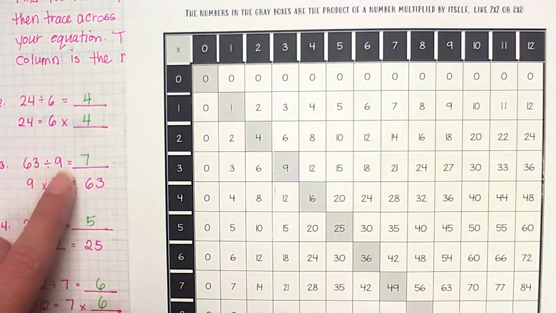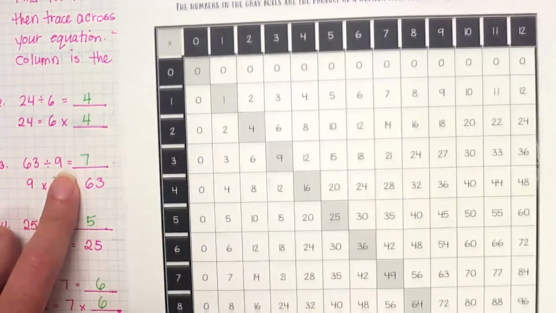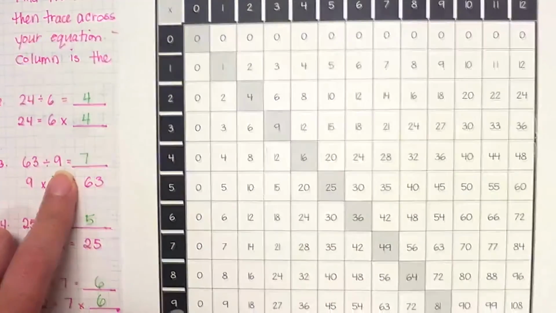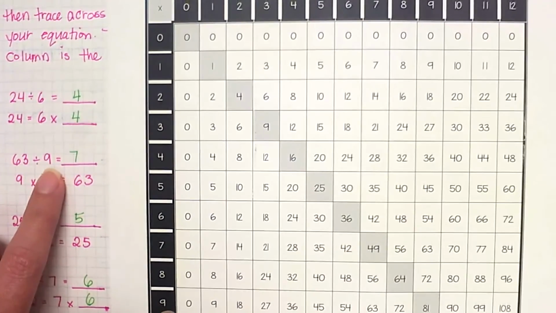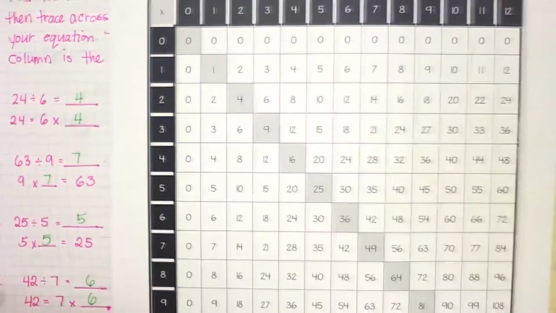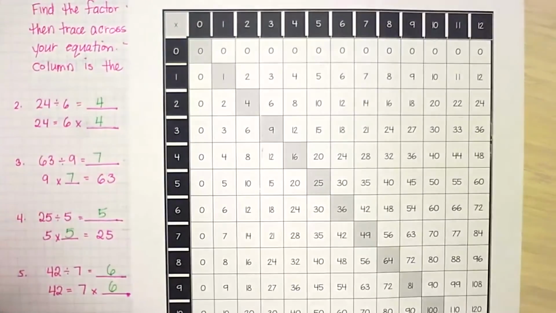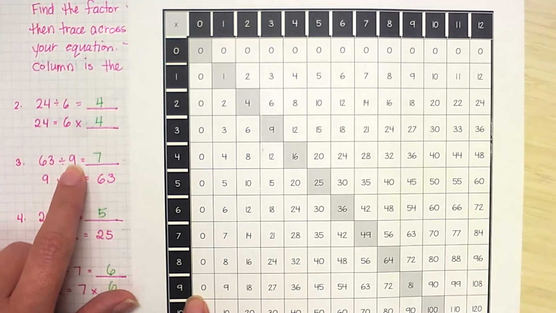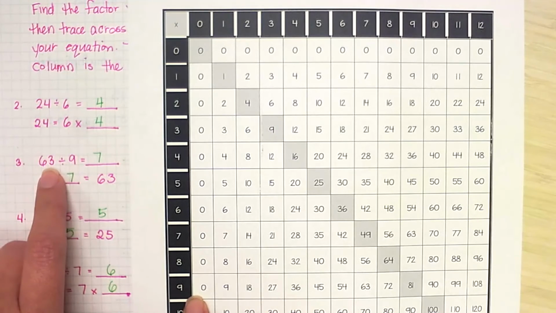Now we had 63 divided by 9. So one of my factors I know is 9. So I'm going to take a look at my 9s over here. See if I can come up a little bit farther. There we go. I'm going to take a look at my 9s because that's one of the factors that I know. And I know I need to get to the 63.